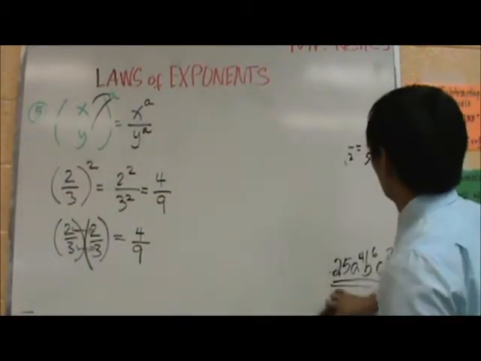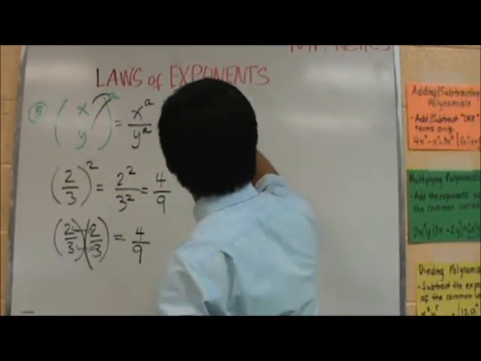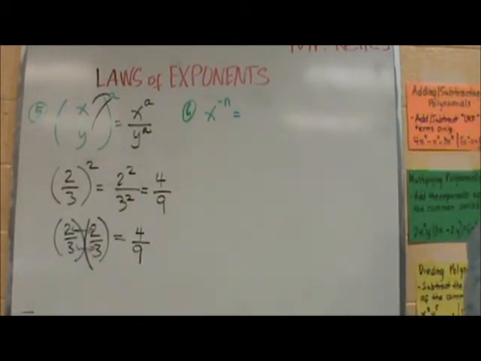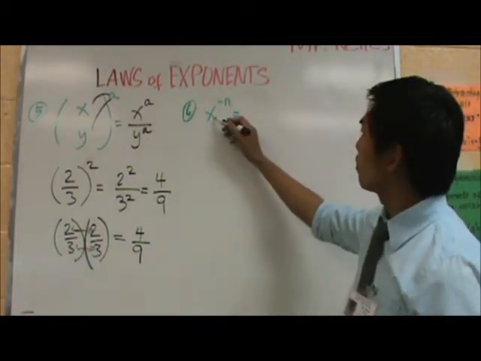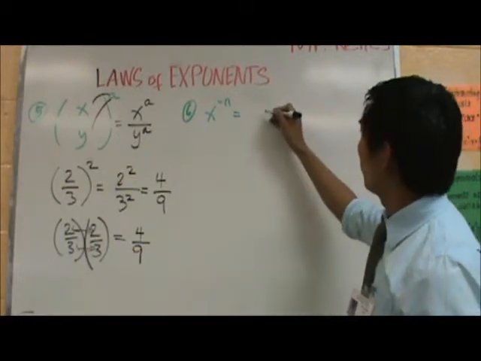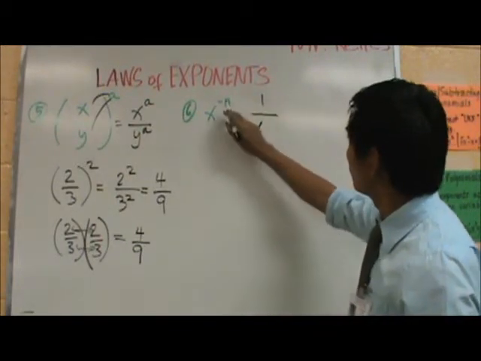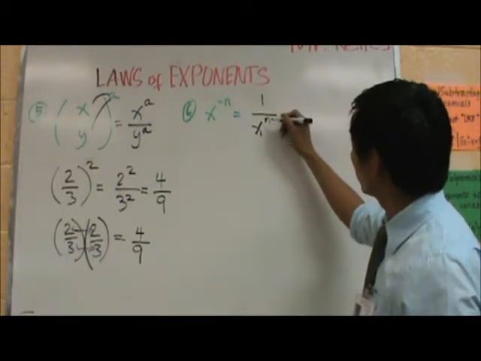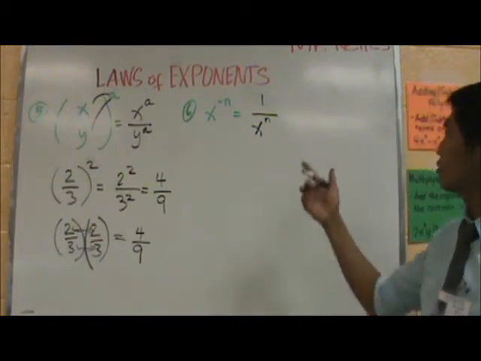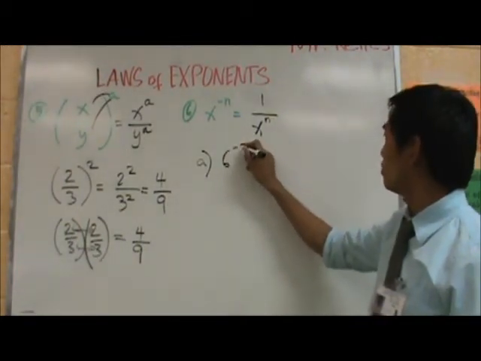Now let's move on to law number 6. How about if you have a negative exponent, x raised to negative n? According to the law of exponents, if you have a variable or a number that is raised to a negative exponent, all we have to do is get the reciprocal, but we make that exponent a positive exponent. That's how you simplify variables or numbers with a negative exponent. Let's try this: how about 6 raised to negative 2?